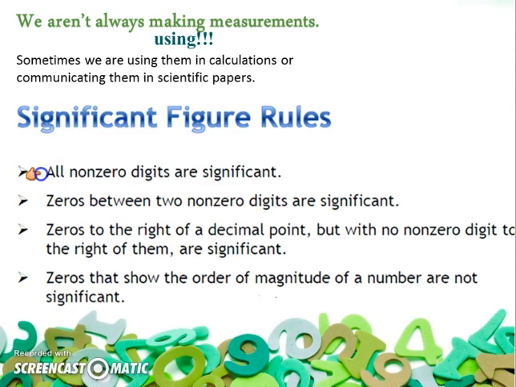The first of which is every non-zero digit is significant. Of course, that means every number 1 through 9. They're all significant. So we're going to ask you questions. What are the significant figures in this number? Or how many significant figures are in this number? Every number that is 1, 2, 3, 4, 5, 6, 7, 8, or 9 is significant. Any zeros between those numbers are significant. Zeros to the right of the decimal point, but with no non-zero digit to the right of them, are significant.